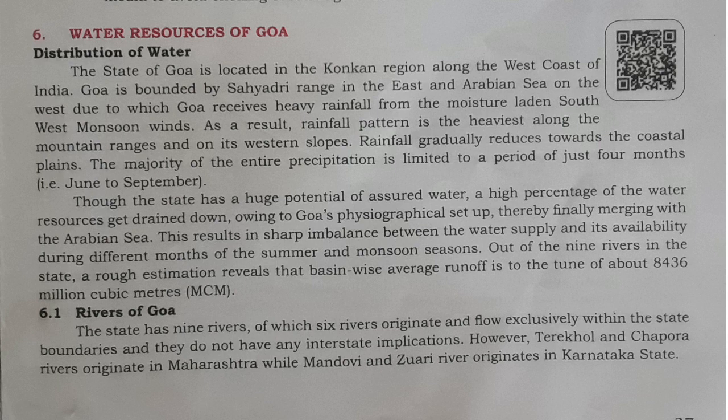Out of the 9 rivers in the state, a rough estimation reveals that basin-wise average runoff is to the tune of about 8,436 million cubic meters. Look at the table. Details of river basins in Goa.